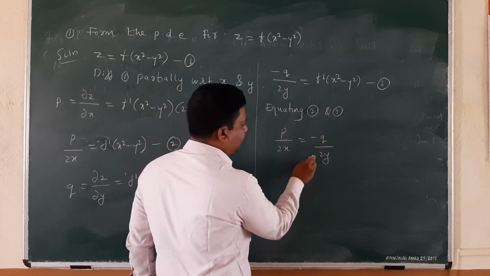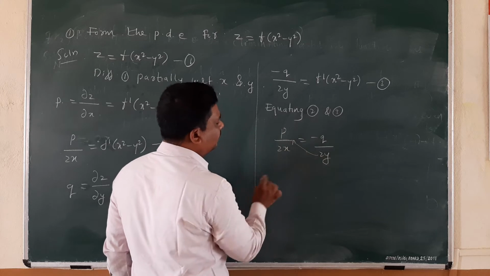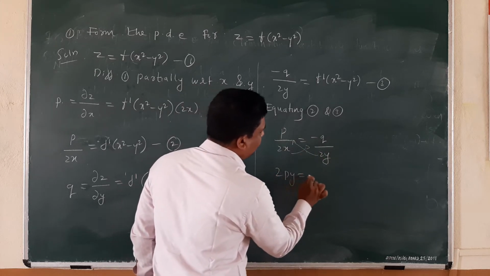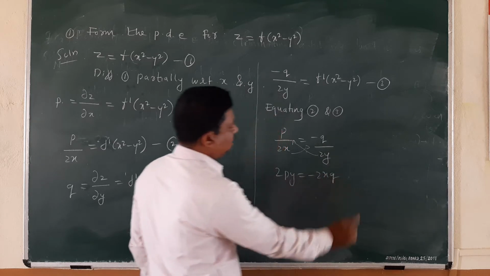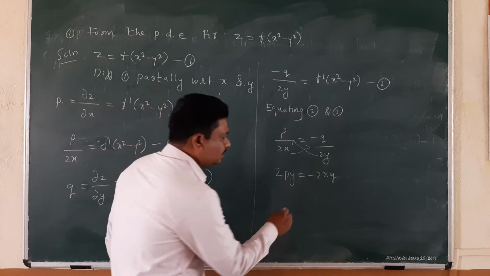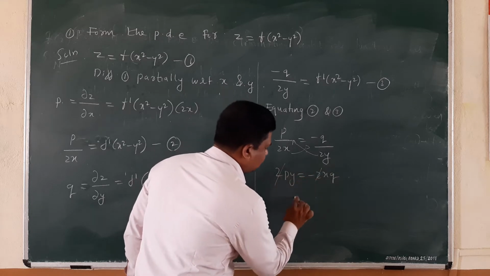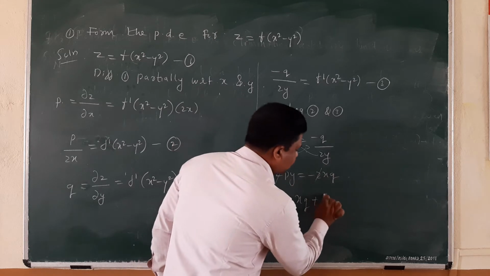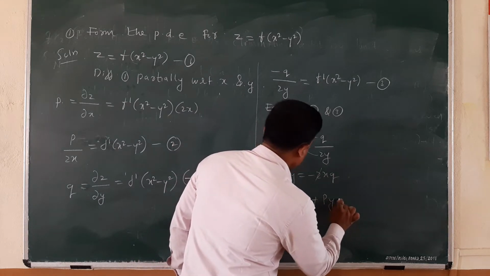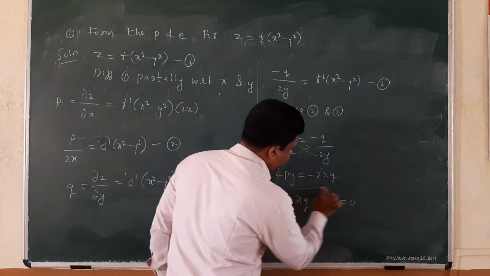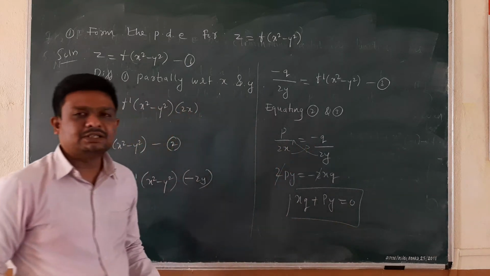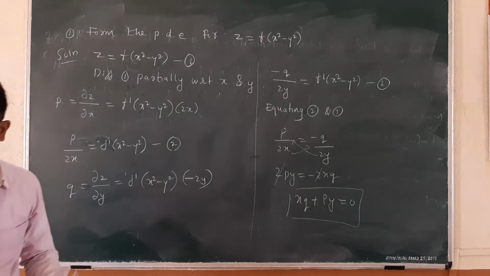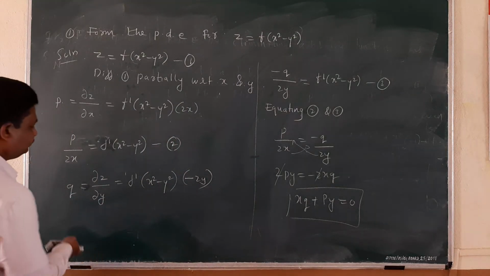So now I cross multiply. I will take this 2y to the numerator and this 2x to the numerator. It becomes 2py is equal to minus 2x into q. Therefore 2 and 2 get cancelled here. So I will take this to the LHS: p into y plus x into q is equal to 0. So this is the required partial differential equation. And here we have removed what? The arbitrary function. So I will take one more example.